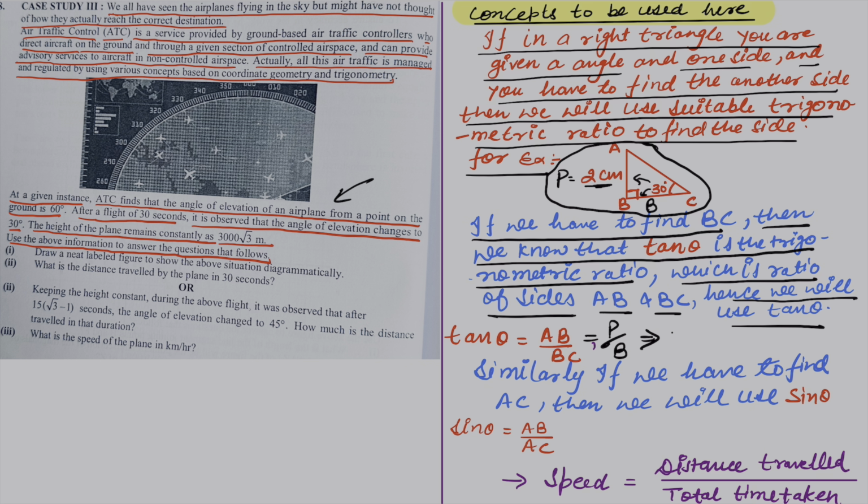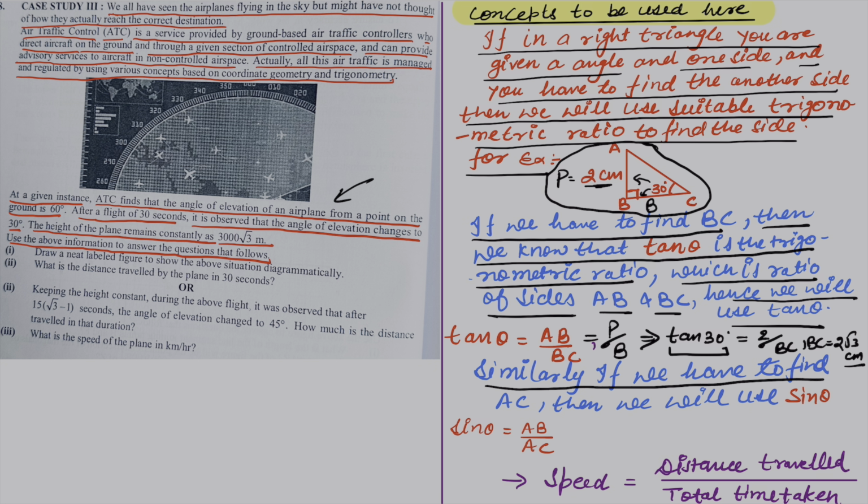Tan theta, that means tan 30 degrees, is equal to AB, which is given as 2, over BC, which is what we have to find. Now we know tan 30 is 1 by root 3. So from here we can say that BC is equal to 2 divided by 1 by root 3. If we cross multiply, we will get 2 root 3 centimeters.